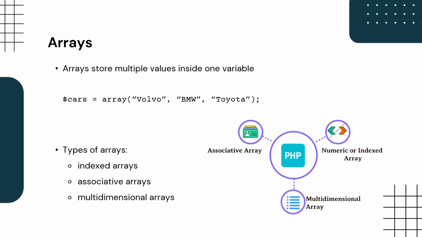Now, PHP also supports arrays, which allow us to store multiple values inside of one variable. So an example of that is inside this variable cars, we're storing an array of 3 values: Volvo, BMW, and Toyota. Now, arrays are useful when working with lists of data. There are 3 types of arrays: the index array, the associative array, and the multi-dimensional array. We'll use arrays more when we start working with database results later in the course.